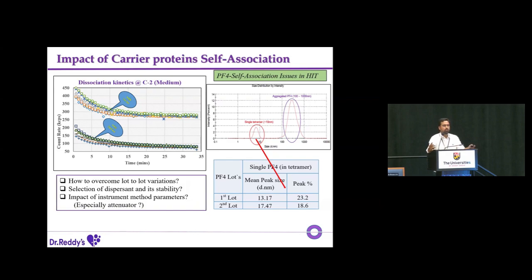Most of the time we try to keep the attenuator on auto, but when we run the instrument with different concentrations, you cannot fix that attenuator. You need to adjust it to find the better response for the sample. So these are the things I am looking forward to discussing at the panel discussion with all the industry experts and agencies: how we can overcome this kind of thing.